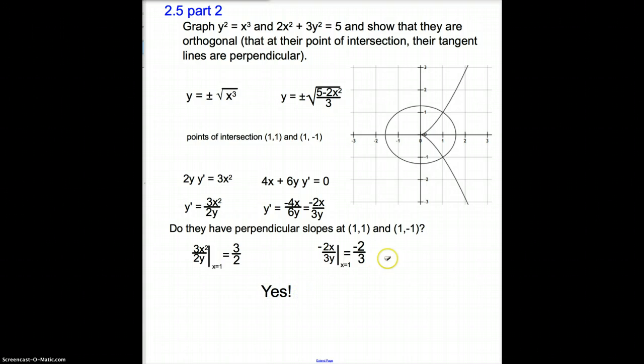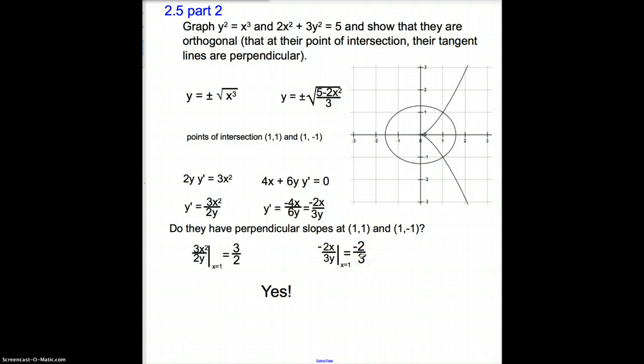And then I think you can see how to do the same thing with 1 and negative 1. If you plug in 1 for x and negative 1 for y, and then plug in 1 for x and negative 1 for y here, then you'd have the ability to show that these two are perpendicular slopes.